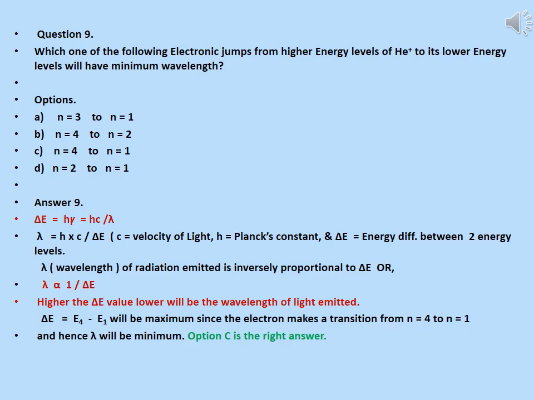That is possible when the electron makes a jump from n = 4 to n = 1. In that case, ΔE will be the energy of the fourth energy level minus that of the first energy level. The ΔE value would be maximum, since the electron is making a jump from n = 4 to n = 1. Therefore, λ will be minimum. See the inverse relation between λ and ΔE. Therefore, option C is the right answer.